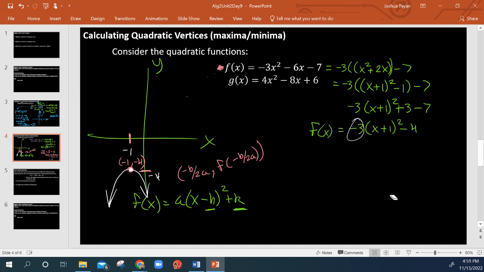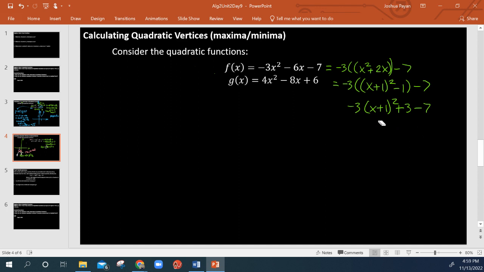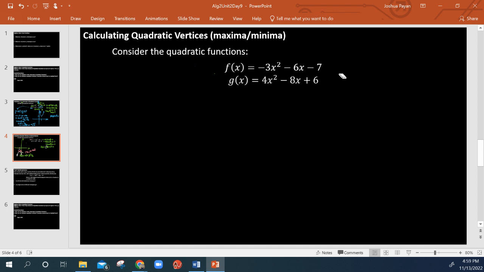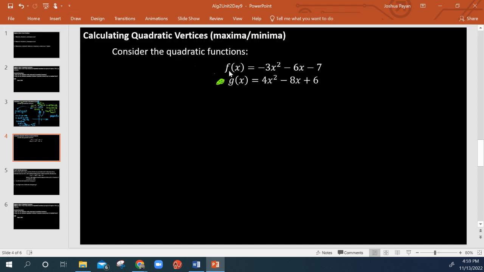So while I'm erasing, I just want to say I can't stress enough, this is all a matter of preference. Sometimes it's going to be more convenient to simply use our little formula to calculate the vertex, negative b over 2a, and then f of that, right? And sometimes, depending on the context of the problem, it'll be more convenient to simply complete the square. Okay, so we're only looking for the vertex, right? That's all we're being asked to find. We're not necessarily being asked to graph anything.